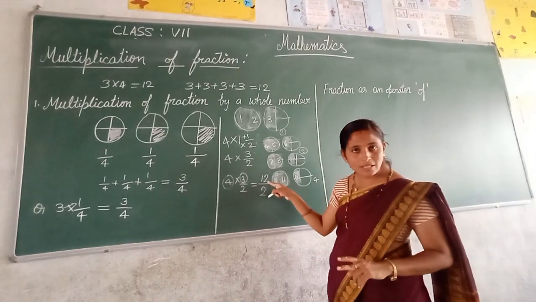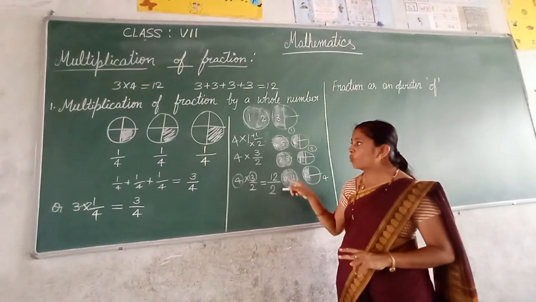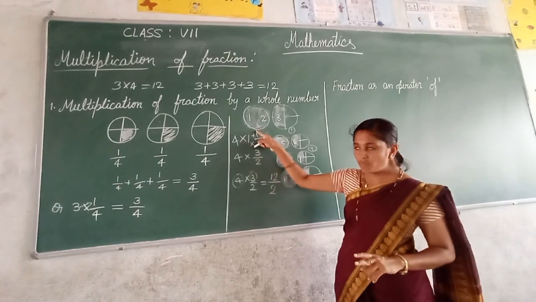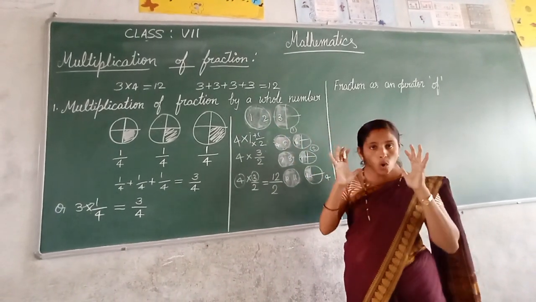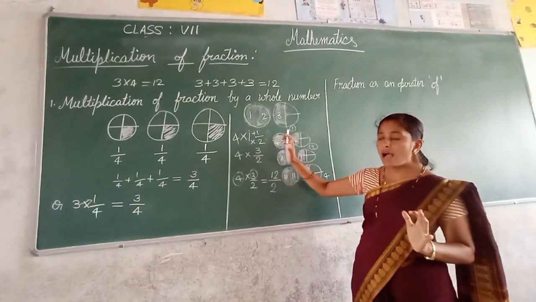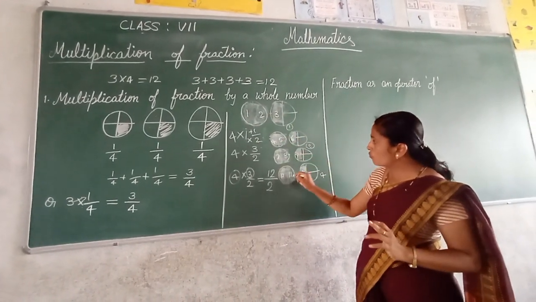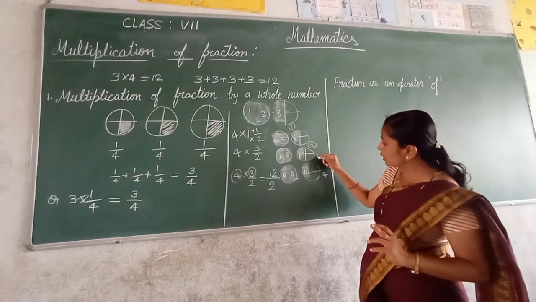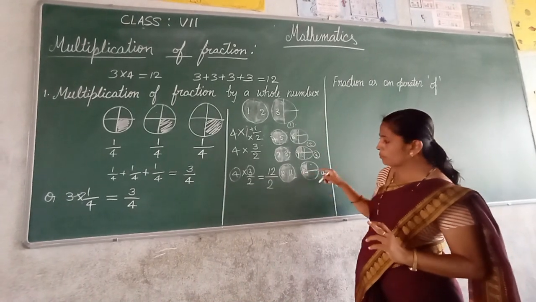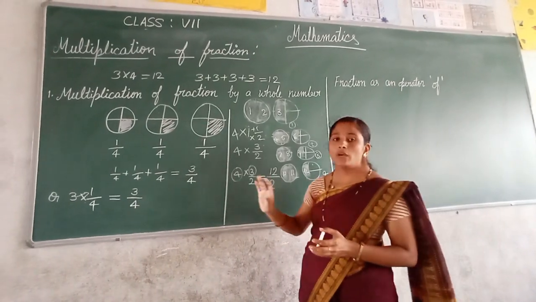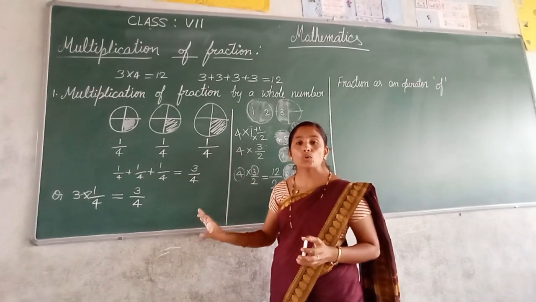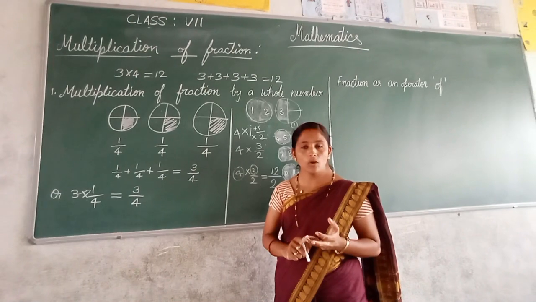Hope you got the same answer. 12 upon 2. This is in the form of a mixed fraction. This one is indicating the whole. This is the whole picture. Then half. So it is repeated 4 times. 1, 2, 3, 4 times it is repeated. That I have multiplied. Then you have got this. So now you understood how to multiply with the whole number.